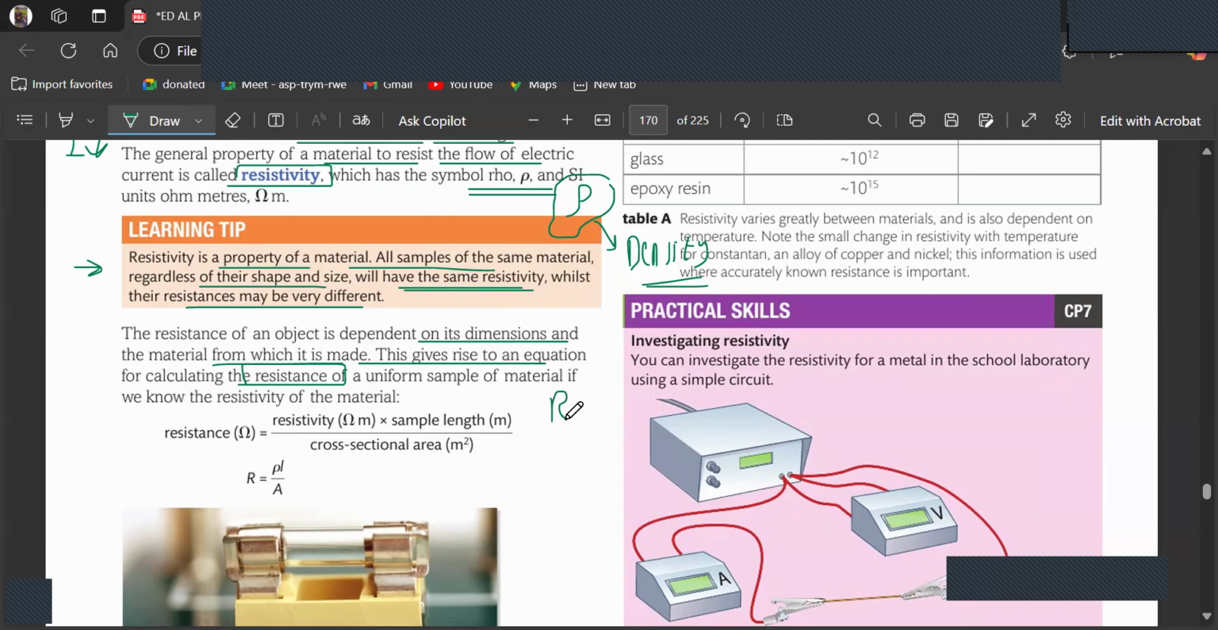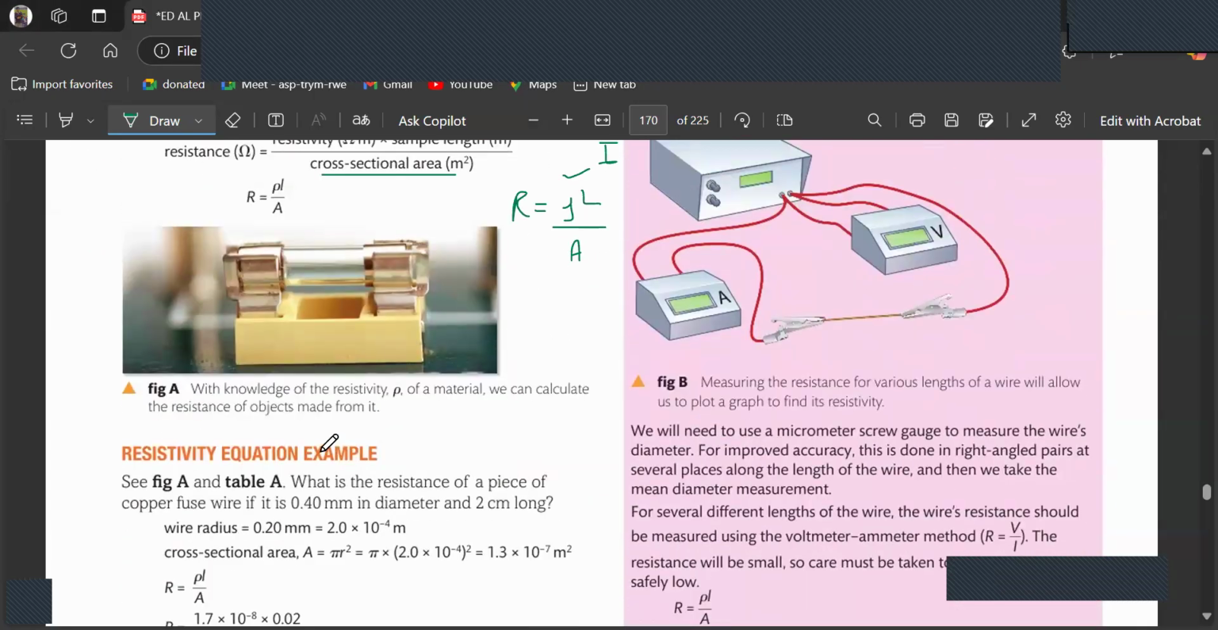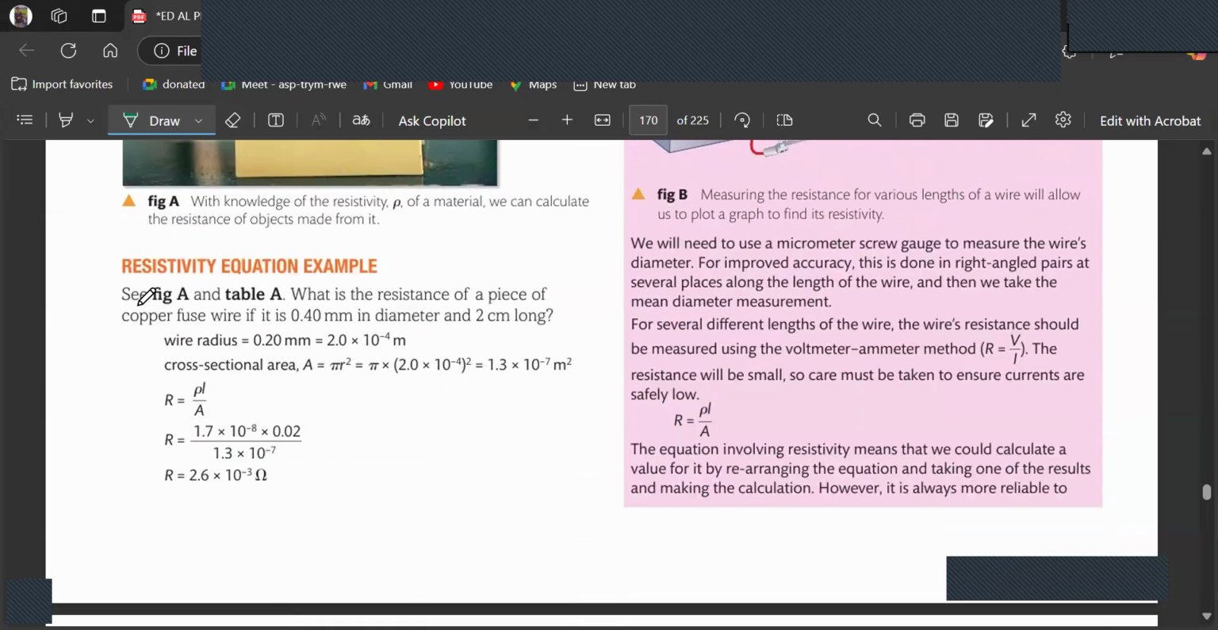The first equation that you remember for resistance was V over I. Now the second formula for resistance is rho L over A: resistivity multiplied by the length of the wire divided by the cross-sectional area of the wire. But why did you write two? Which power? You wrote R is equal to rho power L. No, no, it's rho multiplied by L. Okay? See figure A, table A.